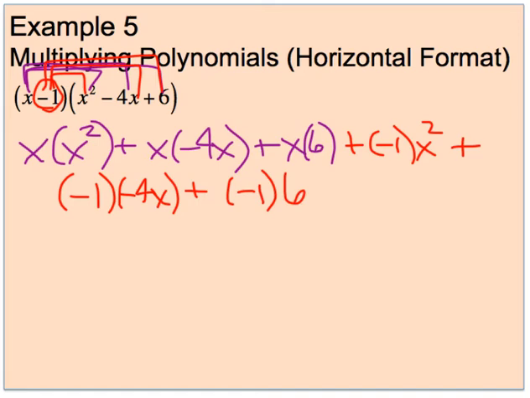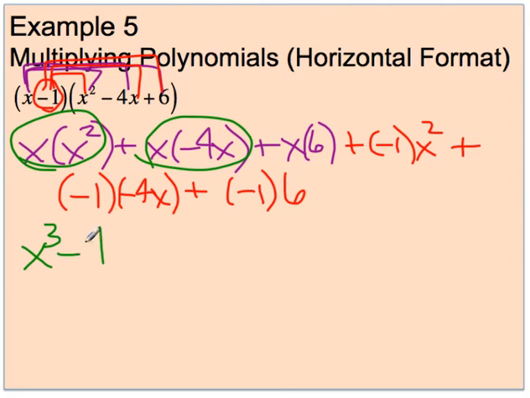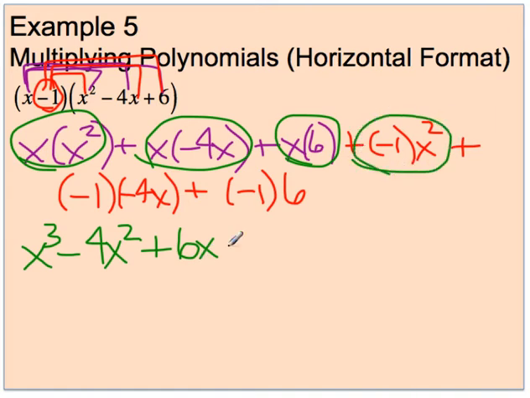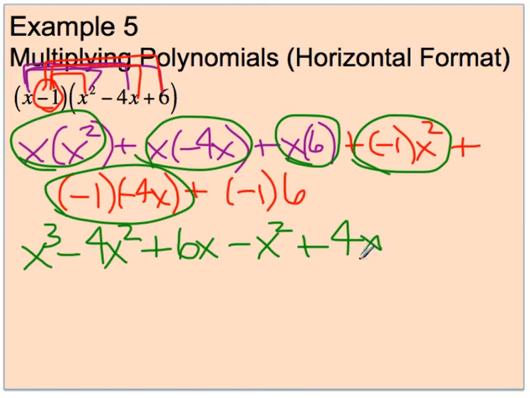Let's go ahead and put these things together. We have x times x squared, that's going to give us x to the third. I have negative 4x times x, that's going to give me minus 4x squared, plus x times 6 is going to give us 6x. We have negative 1 times x squared, that's going to give me minus x squared. Negative times negative is going to give us a positive 4x. And negative times positive, that's going to give me negative 6.